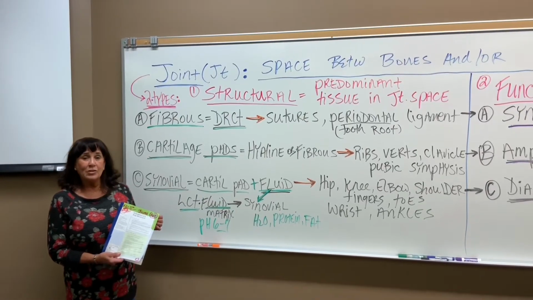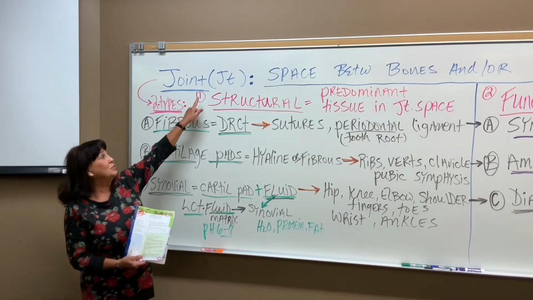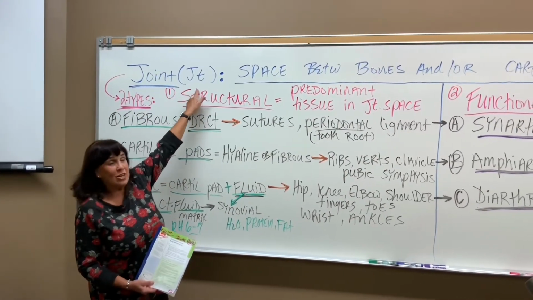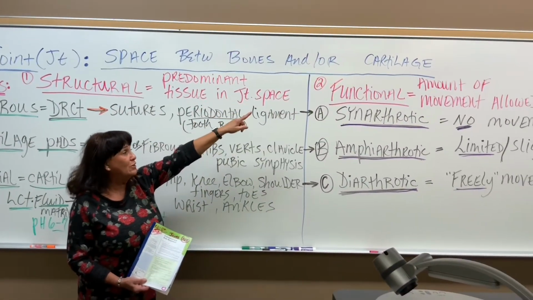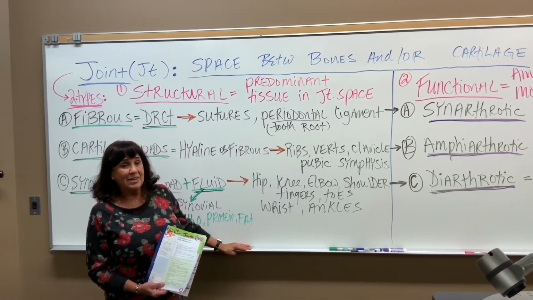Class will be on a joint or joints in the body. And the first thing you have to know is, what's the definition of a joint? And the abbreviation is JT right here. It's a space between the bones and/or cartilage that may or may not allow movement in that space.